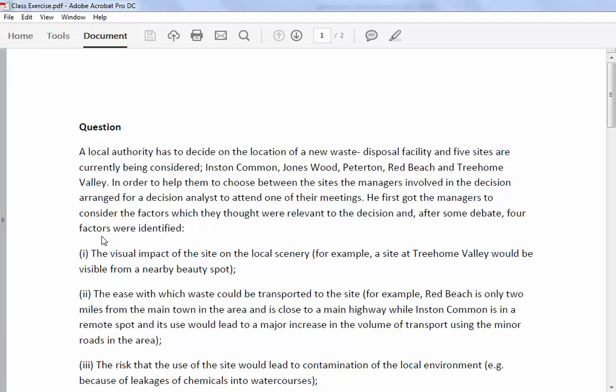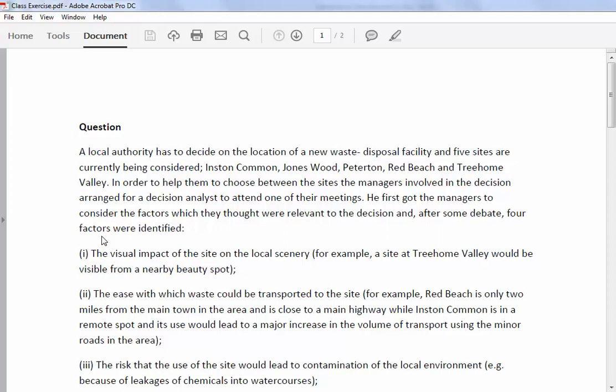A local authority has to decide on the location of a new waste disposal facility, and 5 sites are currently being considered: Inston Common, Jones-Wood, Petterton, Red Beach and Treeham Valley. So they're trying to decide where to have this waste disposal facility. In order to help them choose between the sites, the managers involved in the decision arranged for a decision analyst like yourselves to attend one of their meetings.